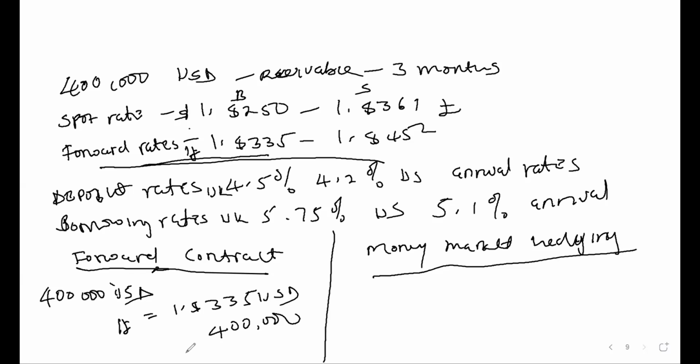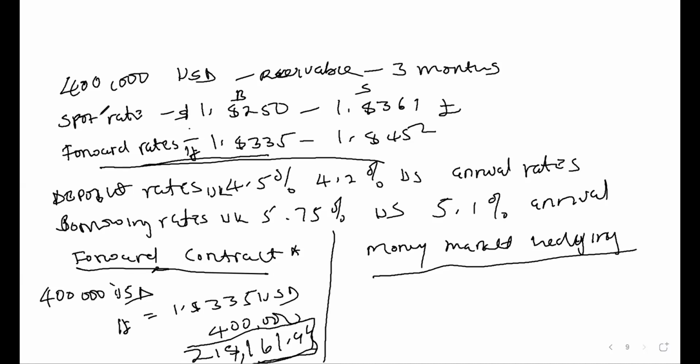218,161.99. So that's the number of pounds you will get if you decide to go for forward contract. So take note of this because it's what we'll compare. If you decide to go for forward contract, that is the amount you'll get at the end of the transaction.